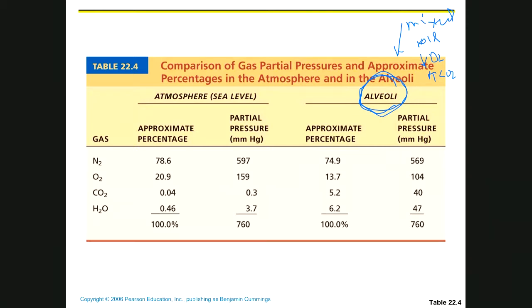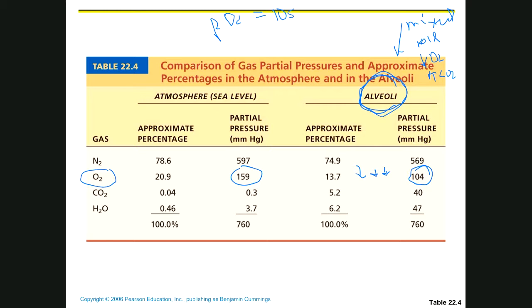The partial pressure of oxygen in the air that came in your nose is this. But remember, it's going to go down, because we're mixing it with that old air, and it goes down to about 104. So the partial pressure of oxygen down in the alveolus is about 104, 105.